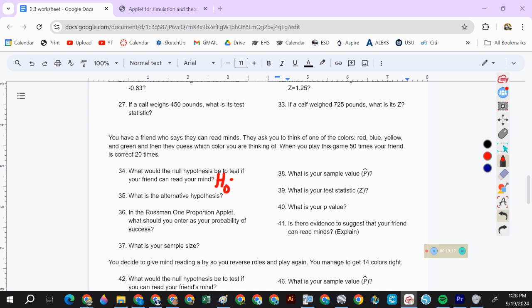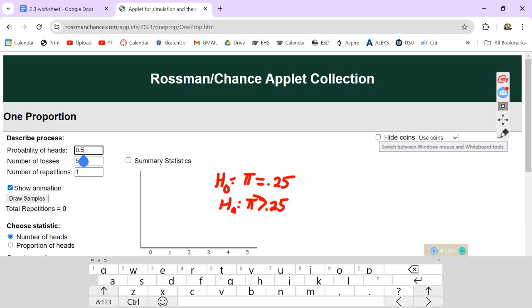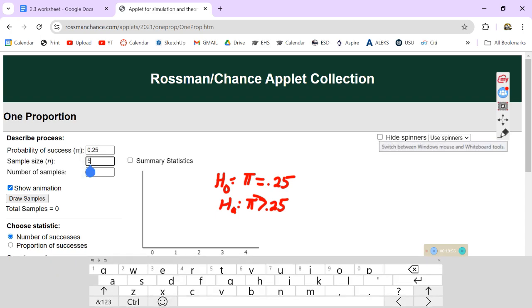So H naught is pi is equal to, what is the probability of winning if we just randomly guess? 0.25. Okay. What is the alternative hypothesis? H sub A, pi is greater than 0.25. Okay. So when I switch over to my app, what is my probability of winning? 0.25. And how many samples are in one session?